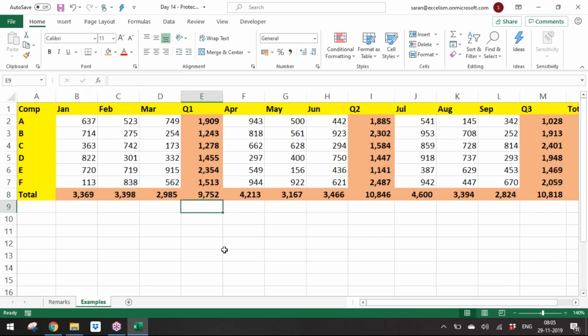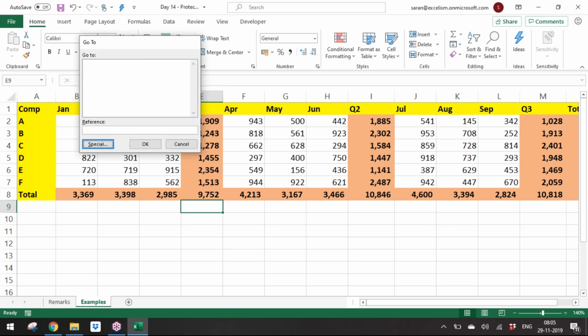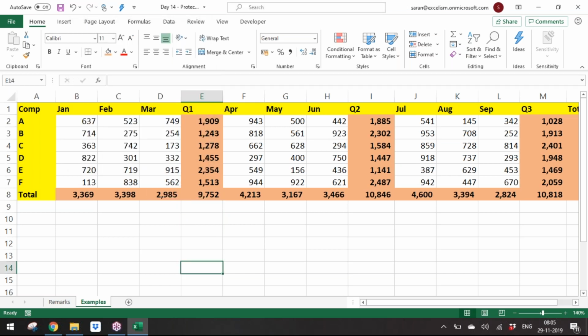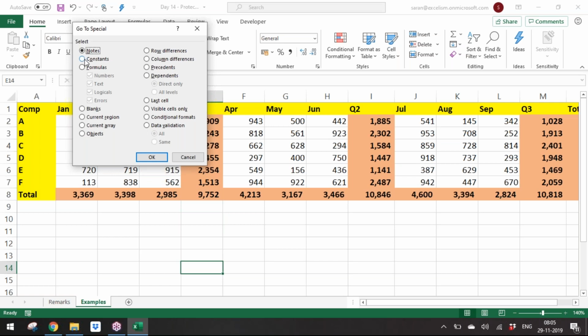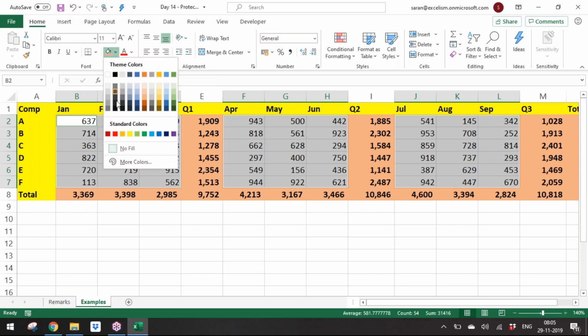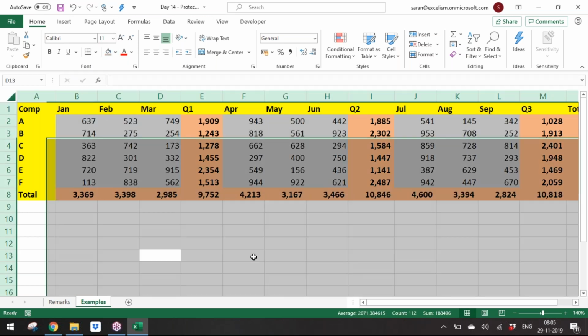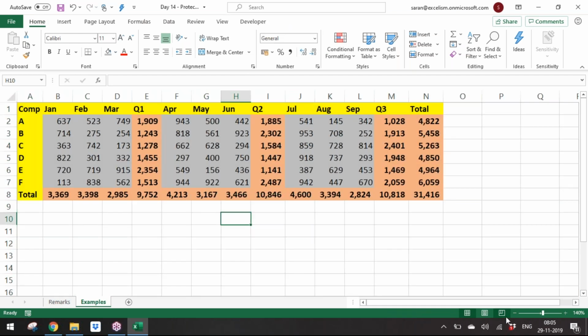Now, the remaining area has constants, right? So F5, Special. Now I want the constants which are numbers. Now you will find everything. Let me put this in a small gray color. Now this is the data on which I'm going to apply my protection.